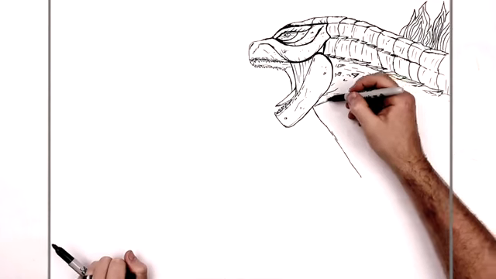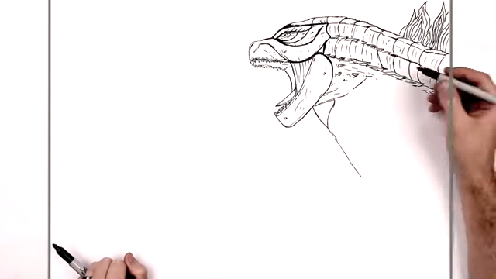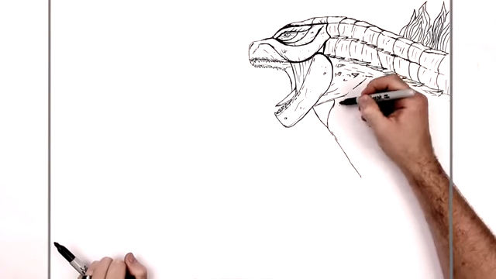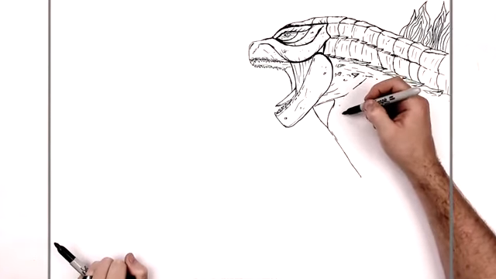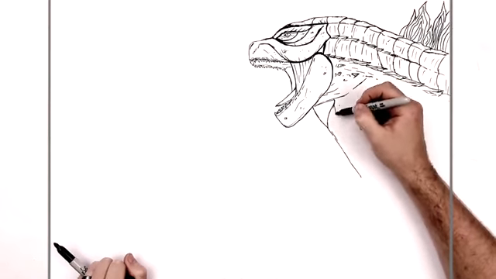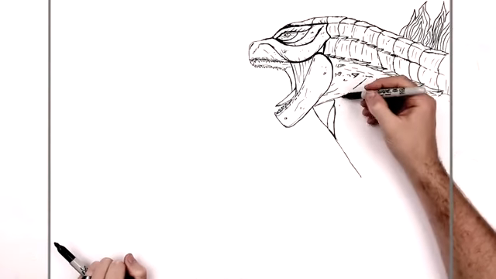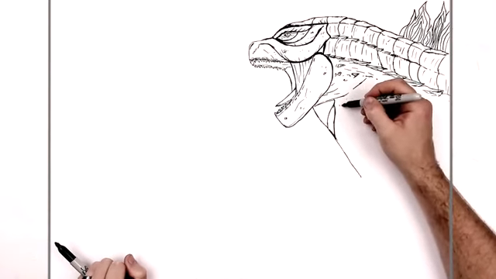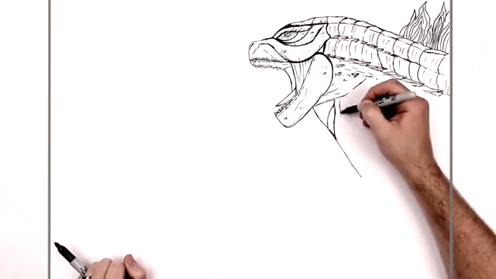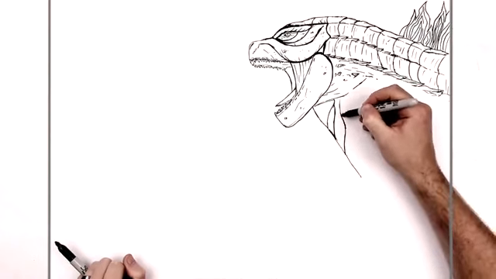But we'll do the armor first. So the armor sort of curves down like so. And let's say, so yeah, this is the front. So it just keeps going down, right? So at the front of his chest. Like so.